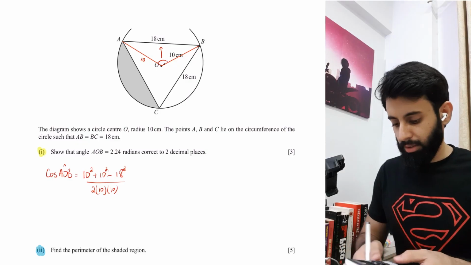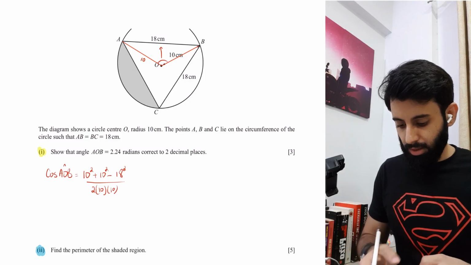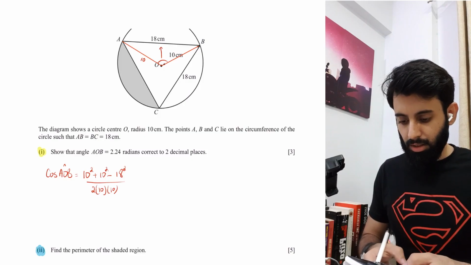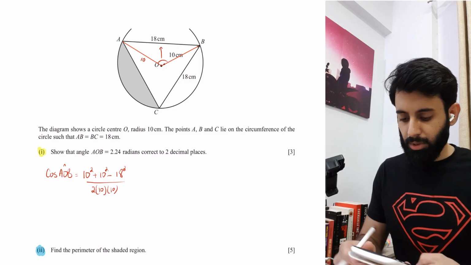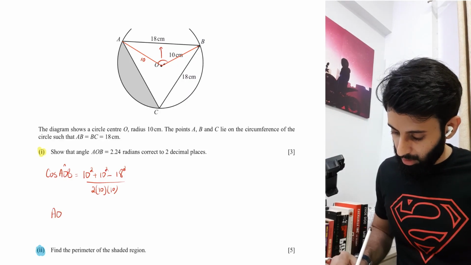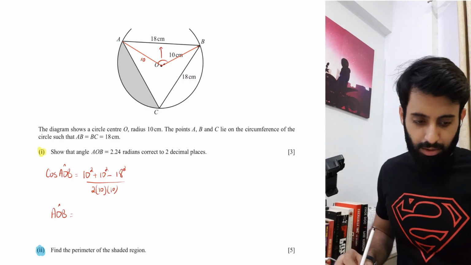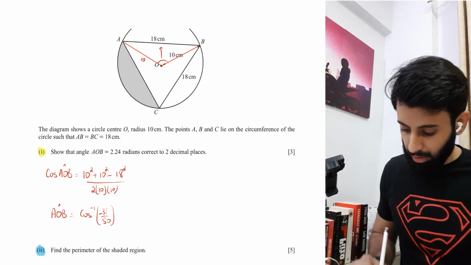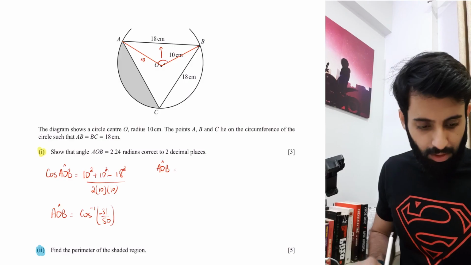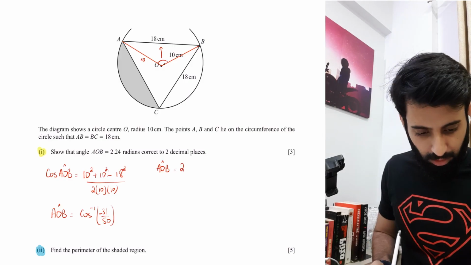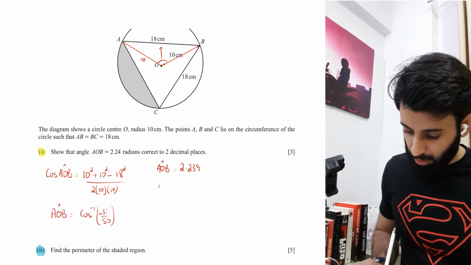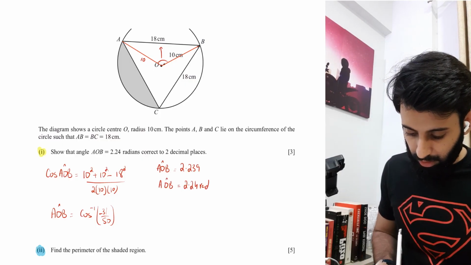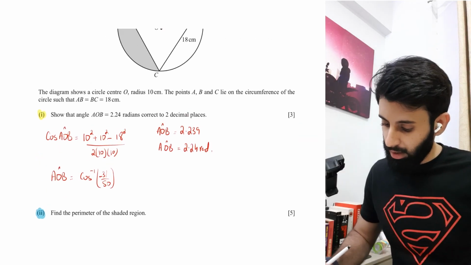So let's see what we have. Let's work it out: 10 squared plus 10 squared minus 18 squared divided by 2 times 10 times 10, and then we do cos inverse of the answer. So AOB is equal to, I should write what I've gotten here, cos inverse of minus 31 upon 50. So AOB is equal to 2.239, which means if I round it off correct to 2 decimal places, I get 2.24 radians. So that's that, 3 marks in the bag.